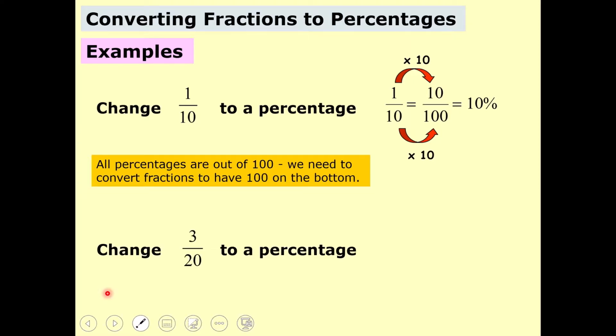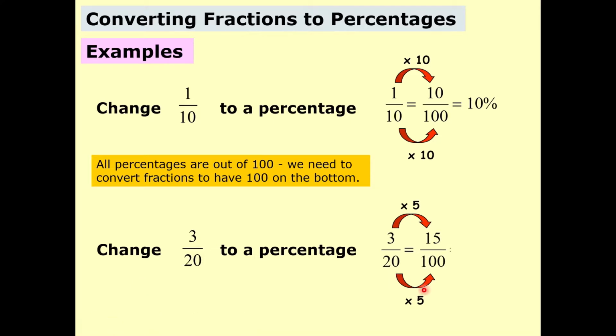So change 3 over 20 to a percentage. So we're going to start with 3 over 20, and then we're going to think about, well, how do we change this 20 to become 100? What do we need to times 20 by to get 100? We'll need to times it by 5, and whatever we do to the bottom, we have to do to the top.